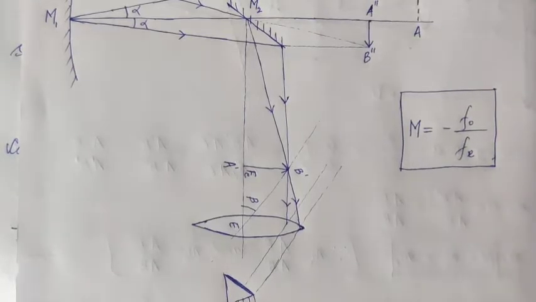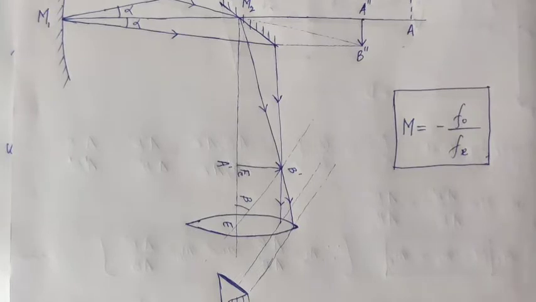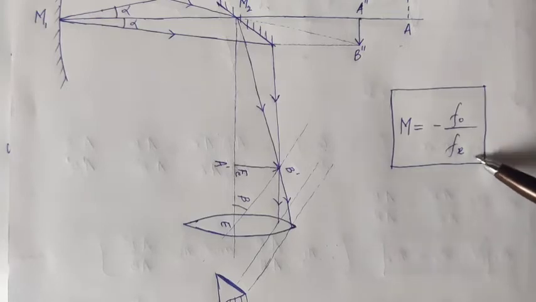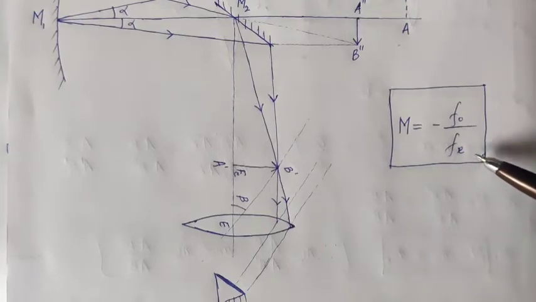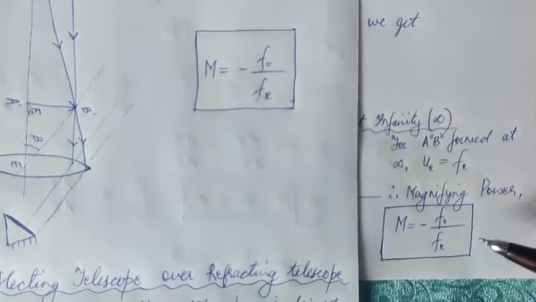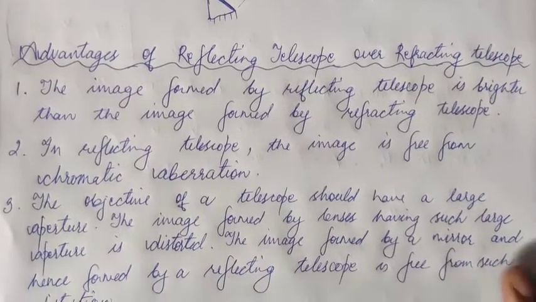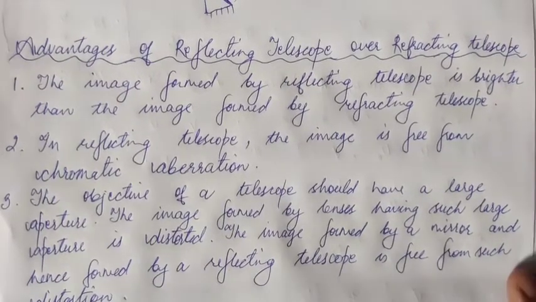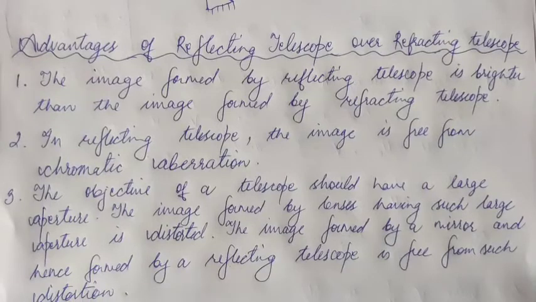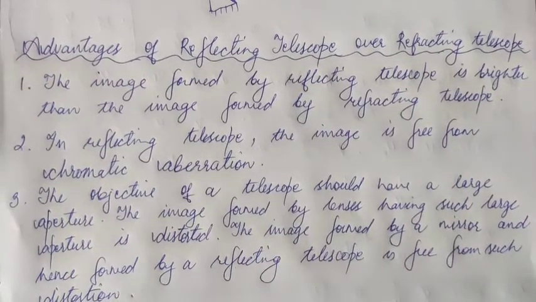So you all need to learn to draw this picture for the reflecting type telescope and learn the expression for it. It is the same as in the case of your refracting type telescope when the image is formed at infinity. Now the other thing is that the reflecting type telescope has certain advantages when compared to a refracting type telescope. At the most you'll be asked about 2 advantages. I have given 3 over here.